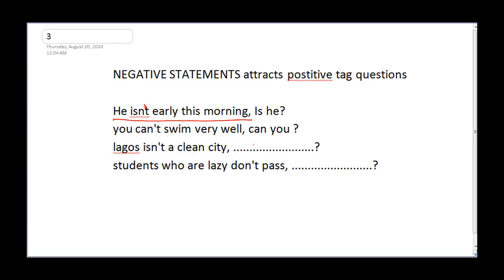Now we need to use what? A positive tag. Is it? And it must end with a question mark. Students who are lazy don't pass. Negative statement. Don't pass. Students who are lazy don't pass. Do they? So you use what? A positive tag.